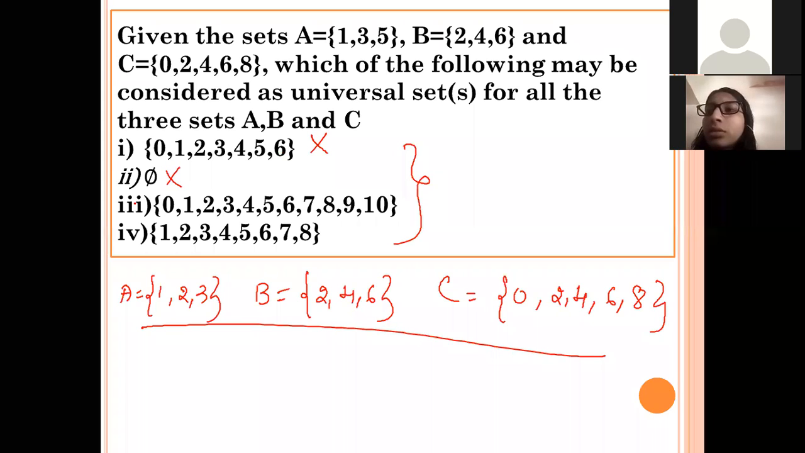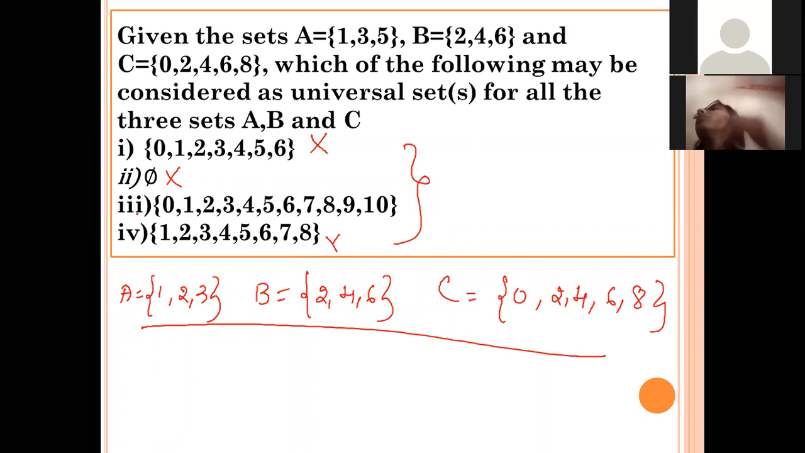So this is also not possible. If you go to the fourth one, only 1 to 8 elements are there, correct? 1 to 8 elements are there. But if you see, the set C has element 0, but it is not present in the fourth one. So even the fourth one cannot be a universal set.